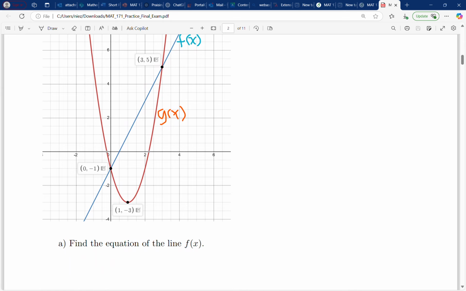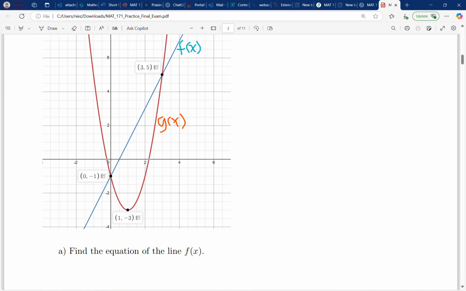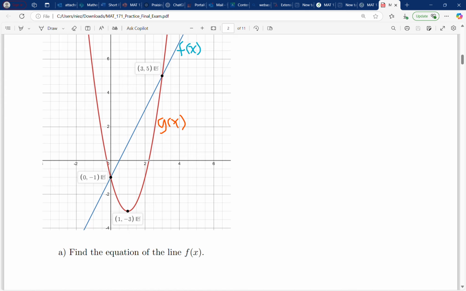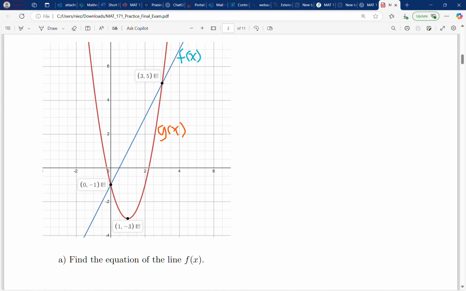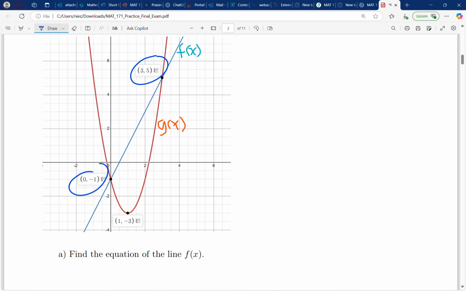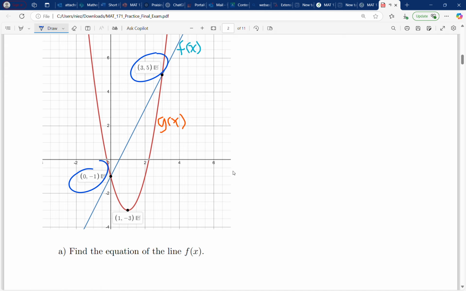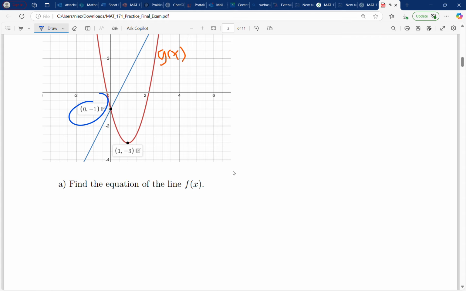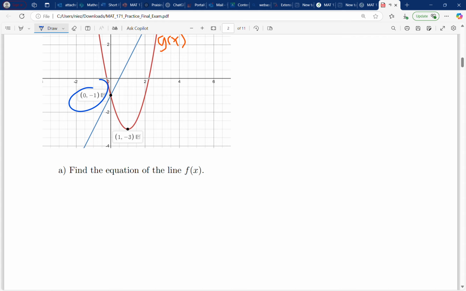But find the equation of the line. F is the line, right? Very clear. So how do you find it? You already know 2 points, right? I already labeled 2 points on the line: 0, -1 and 3, 5. And 0, -1 is the y-intercept, right? So if you want to find the line using this form, f of x equal to mx plus b, then you already know b, right?